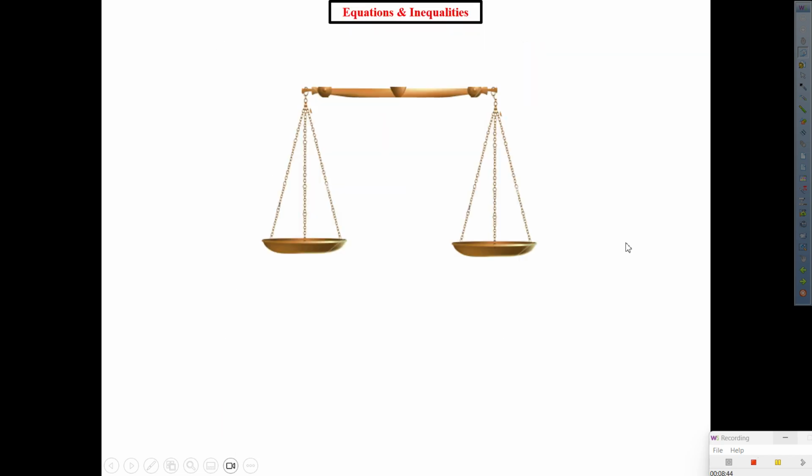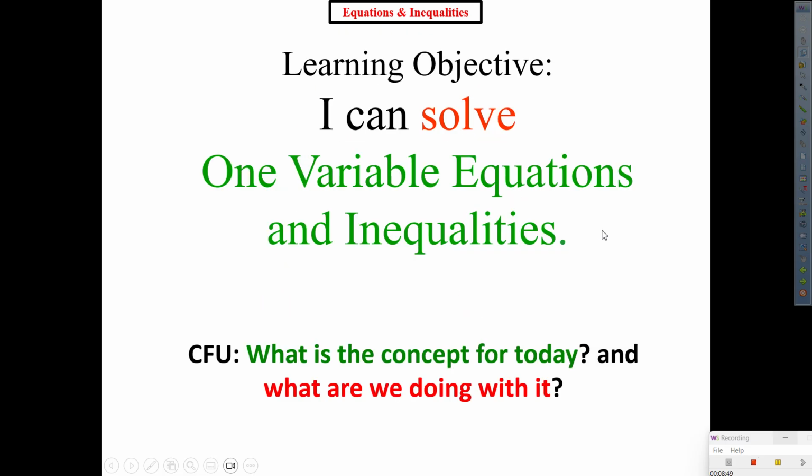All right. Really quick intro that I did with the scales for equations and inequalities. That brings us to the objective.